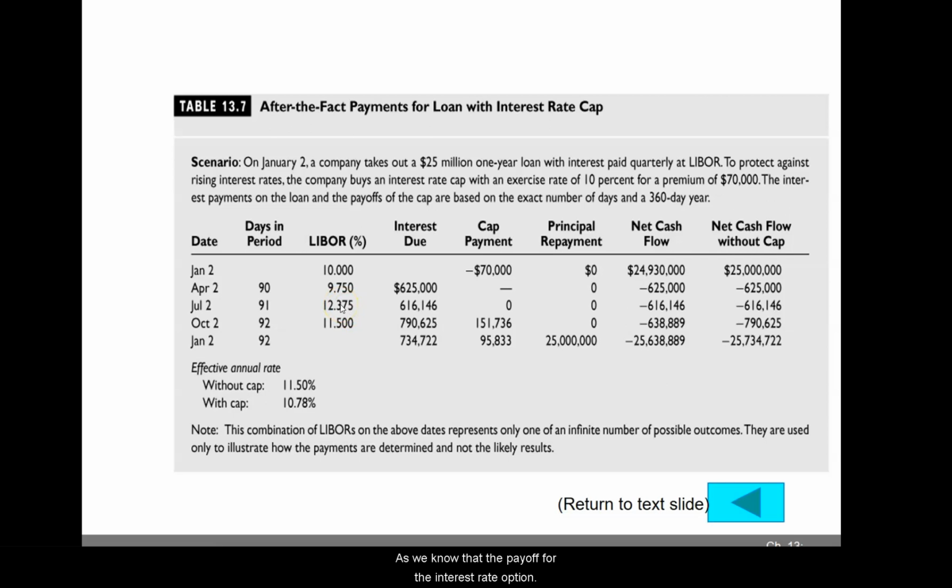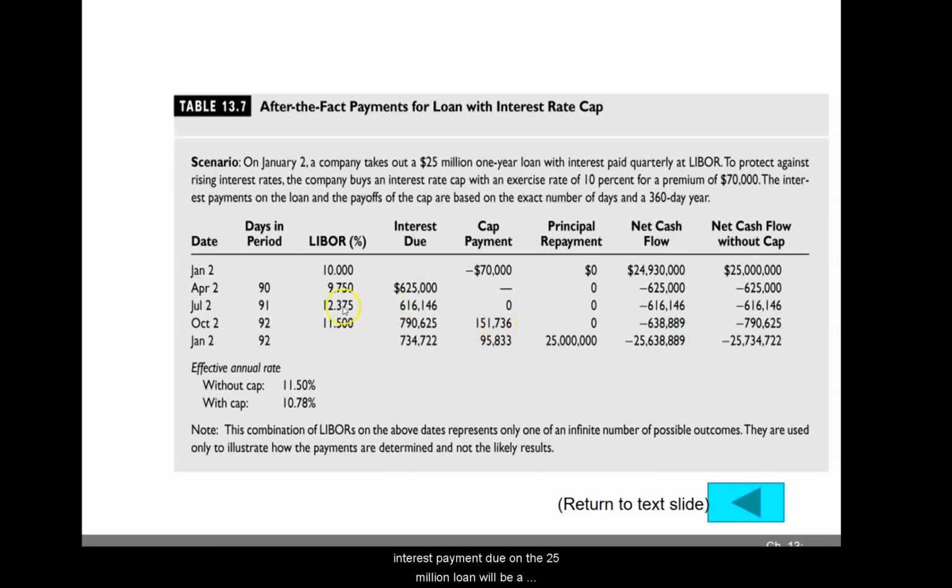However, as we know, the payoff for the interest rate option takes place at the end of the loan period. So whatever the payoff is from the caplet, it will be paid at the end of the quarter, which is October 2. So that is why we see a 0 here, but the gain on this second caplet is calculated and is received at the end of the third quarter.